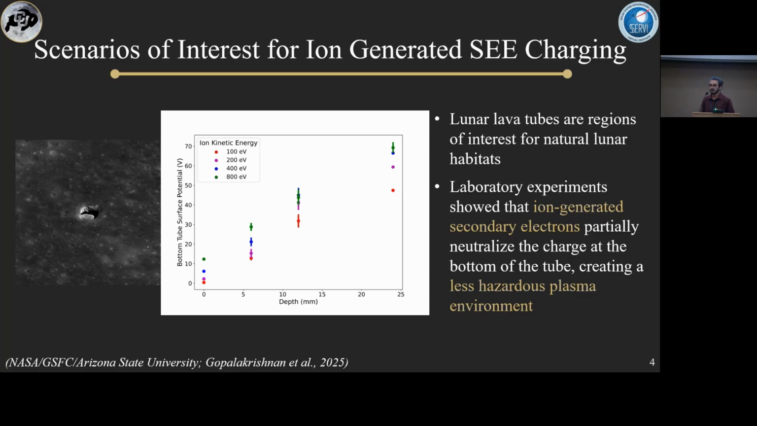A numerical simulation originally showed that the solar wind electrons, due to their thermal motions, would be deposited onto the sidewalls, causing the bottom surface to become charged very positively, almost on the order of the ion energy. However, when we ran this in the laboratory, what we ended up finding was that ion impacts on the lava tube sidewalls caused secondary electrons to be diverted to the bottom surface, partially neutralizing that charge.